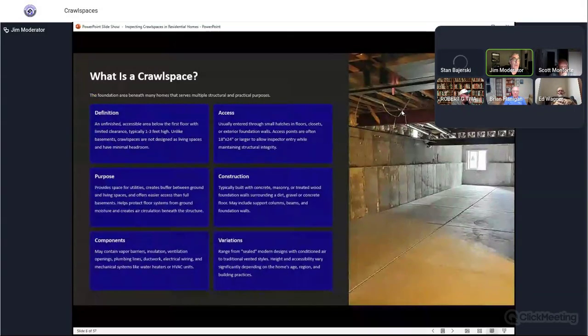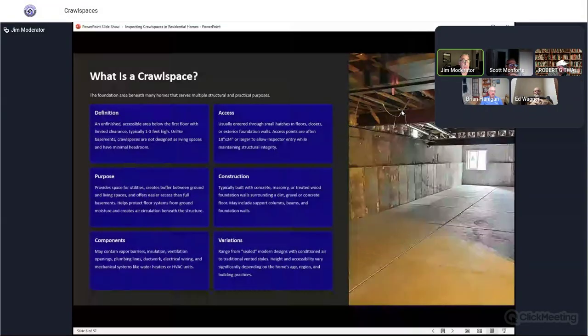So, what is a crawl space? The definition is an unfinished accessible area below the first floor with limited clearance, typically 1 to 3 feet high. Unlike basements, crawl spaces are not designed as living spaces and have minimal headroom. Access is usually entered through small hatches in floors, closets, or exterior foundation walls.